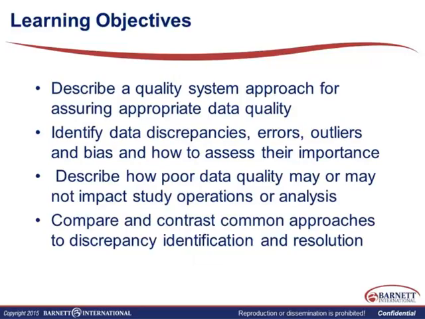Our learning objectives today are: I'm going to describe a quality system approach for assuring appropriate data quality. We'll be identifying data discrepancies, errors, outliers and bias, and how to assess their importance when it comes to the overall quality of the data that you're going to be collecting from your clinical trials. We'll describe how poor data quality may or may not impact study operations or analyses, and compare and contrast common approaches to discrepancy identification and resolution.